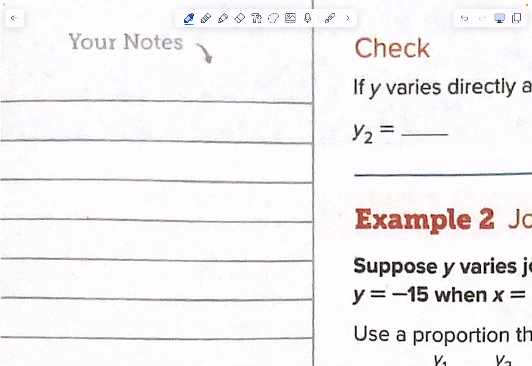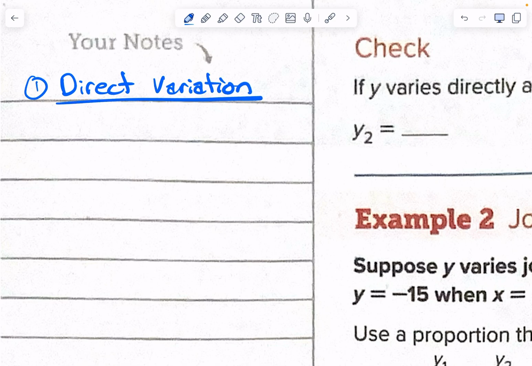4. The first one that you will see is direct variation. Direct variation, write that down. That is number 1, and I'll show you what this looks like. Direct variation, its equation is y equals k times x. And k is a constant.